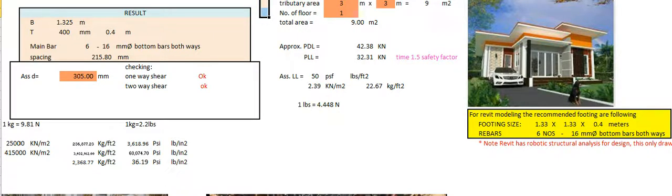Here you can input the value of tributary area and number of floors, then approximate dead load and live load are automatically calculated with factors and all design calculations for your easy checking.